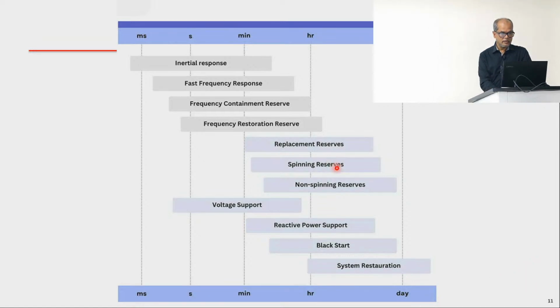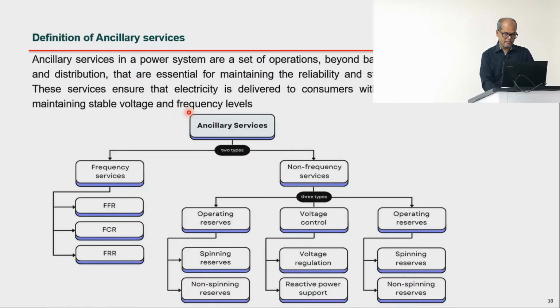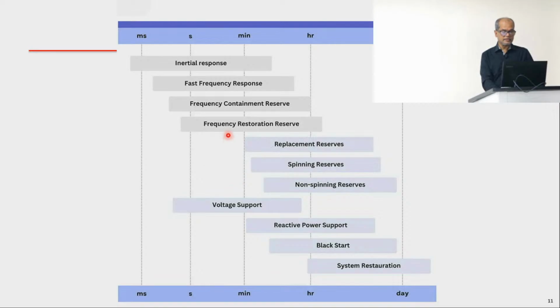So here are the things that I mentioned. First, fast frequency response, which is FFR. Then frequency containment service, which is FCR, that I mentioned in the previous slide. And then frequency restoration reserve, that is FRR. So that's all, and even the inertia response is also relevant to the frequency.